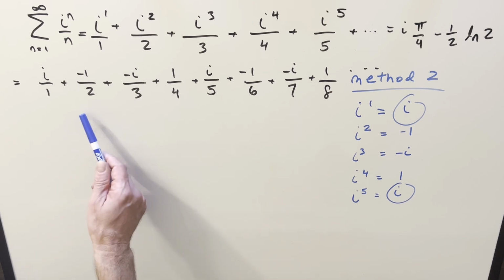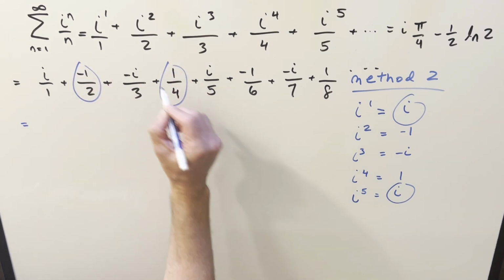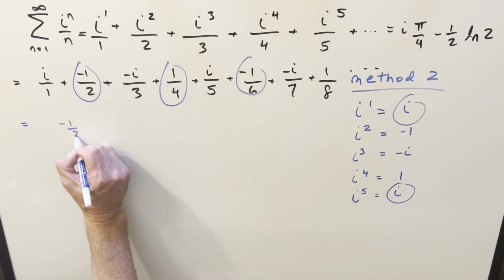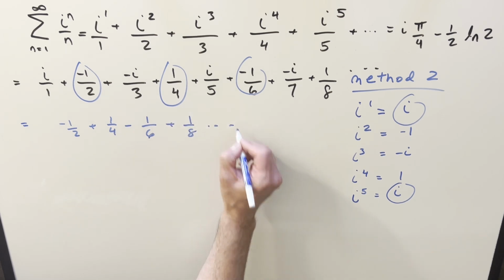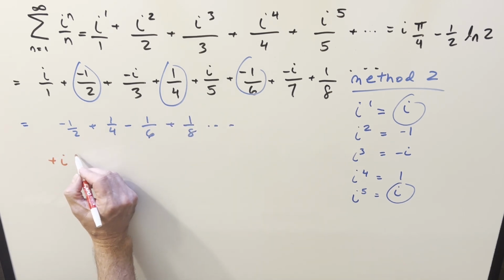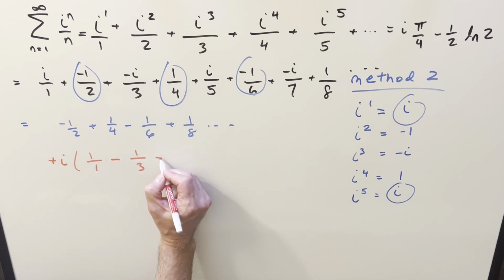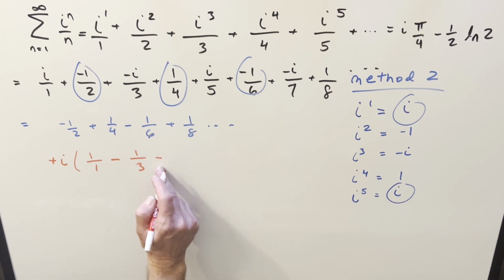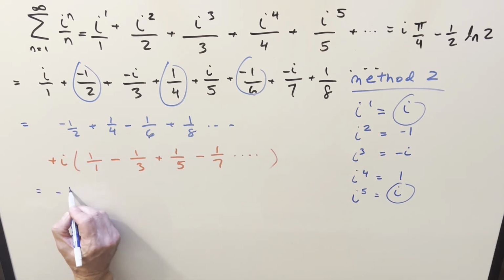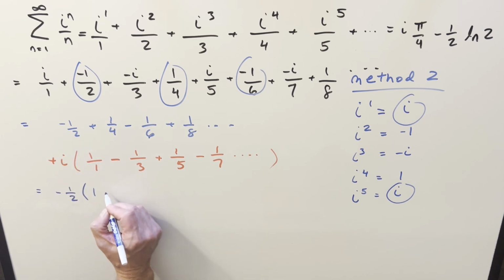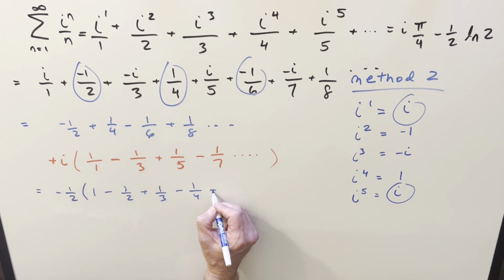And from here, what I want to do is split up the real part from the imaginary part. So we want all the real terms. We're going to end up with minus 1/2 plus 1/4 minus 1/6 plus 1/8. And then here we'll have all of our imaginary terms: 1 over 1 minus 1 over 3. Notice that all the even terms end up in the real part and all the odd terms end up in the imaginary part. But now in the real part, let's factor out minus 1/2. Then this is going to become 1 minus 1/2 plus 1/3 minus 1/4, etc.